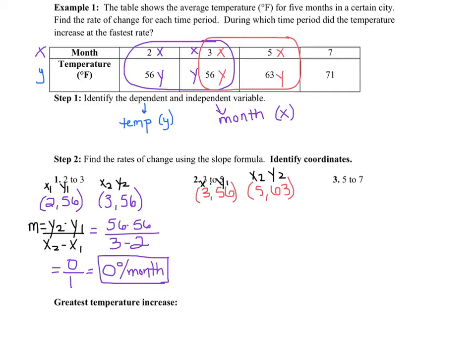So your y2 is 63, minus your y1 is 56, over your x2 is 5, minus your x1 is 3. So now you have 63 minus 56 is 7, and 5 minus 3 is 2. Now in rate of change, you want to divide here. So you'll say 7 divided by 2. 7 divided by 2 is going to give us 3.5. So therefore, it's 3.5 degrees a month.